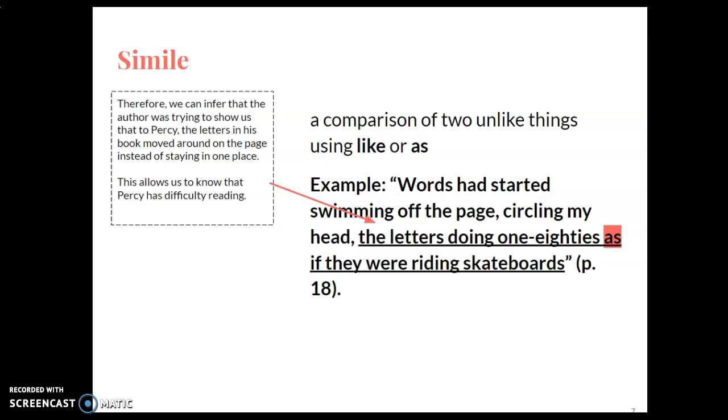Therefore, we can infer that the author was trying to show us that to Percy, the letters in the book moved around on the page instead of staying in one place. This allows us to know that Percy has difficulty reading.